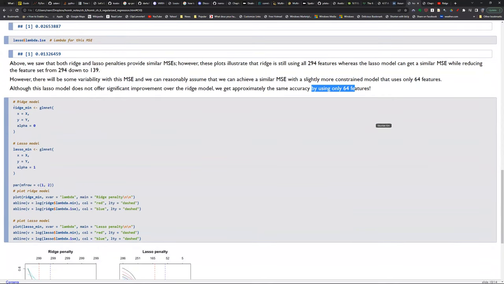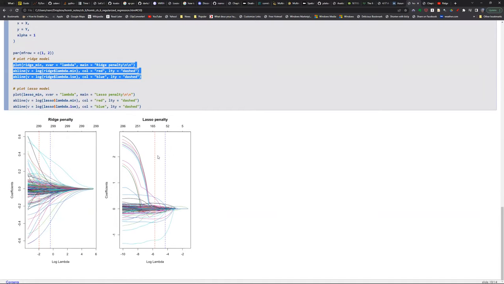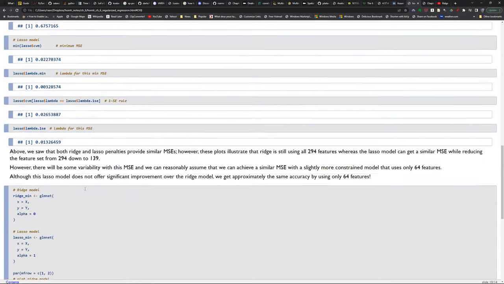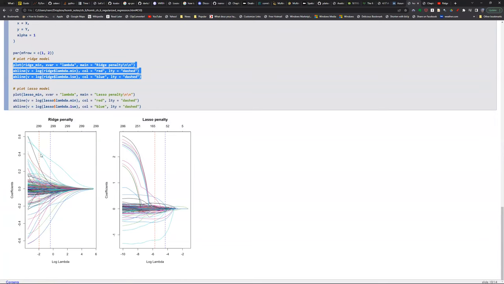So running again the same models and plotting the shrinkage of these models, we can see, again, the dotted lines that we got here, the optimum range of the MSE, and what is happening to the coefficients. As you can see, in the ridge we still have the same numbers. But in the lasso we get a shrinkage on the number of predictors. And that's where we get that number of 64, because this is the range where we get the number of predictors. And that model that minimizes the MSE with the corresponding lambda gives us around 64 features.